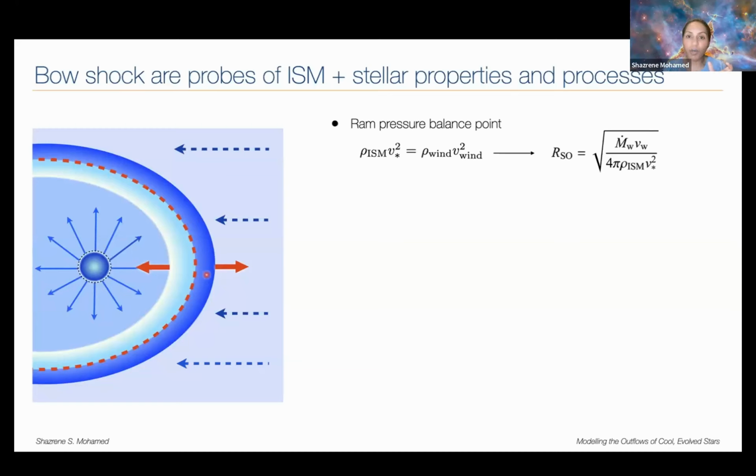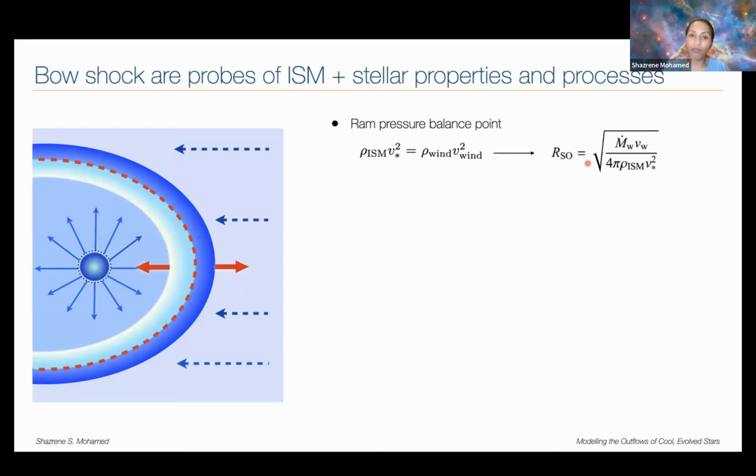For example, the size of your bow shock, so the distance from the star to the contact discontinuity, the apex, that's known as the standoff distance, and it's set by the ram pressure balance between the two flows, so the ram pressure of the ISM and the ram pressure of the wind. And you can substitute in here for the conservation of mass, and you can actually express the size of your bow shock in terms of the wind velocity, the wind mass loss rate, the ISM density, and the motion of the star through the interstellar medium.